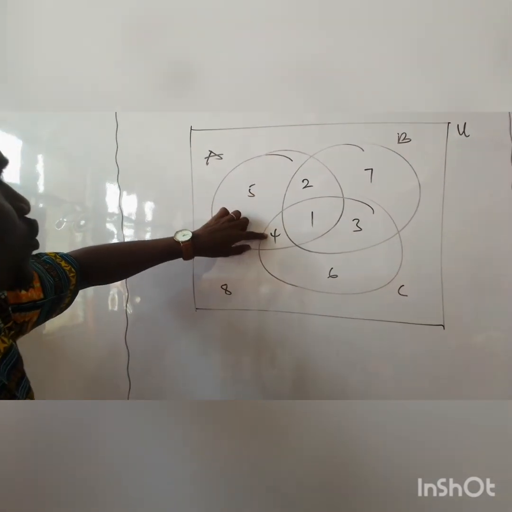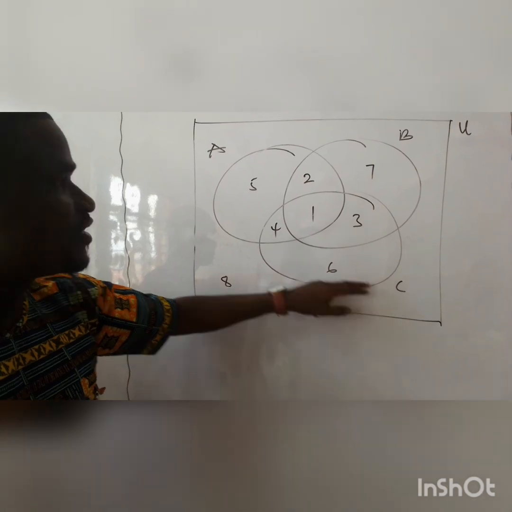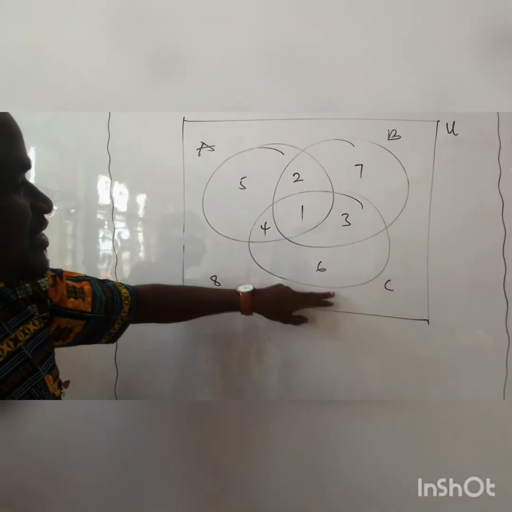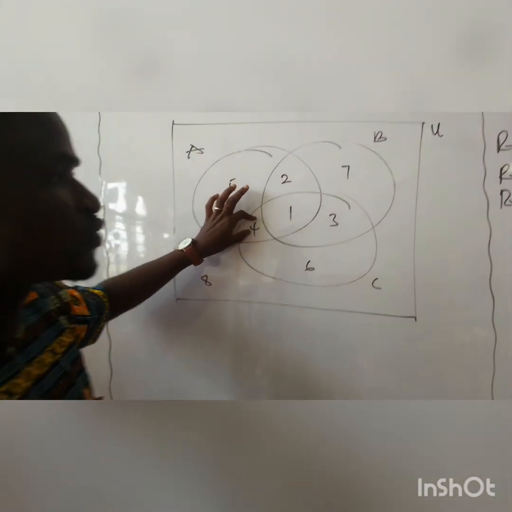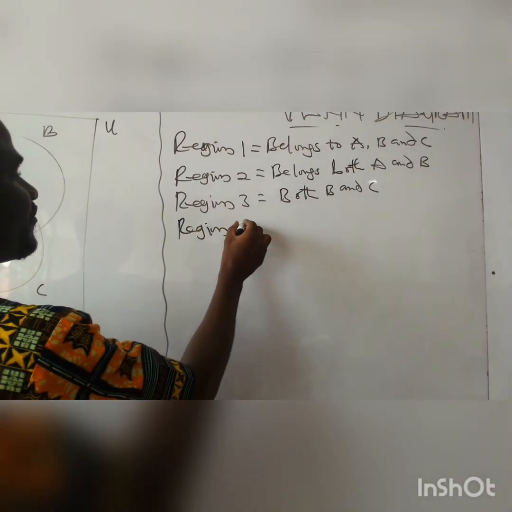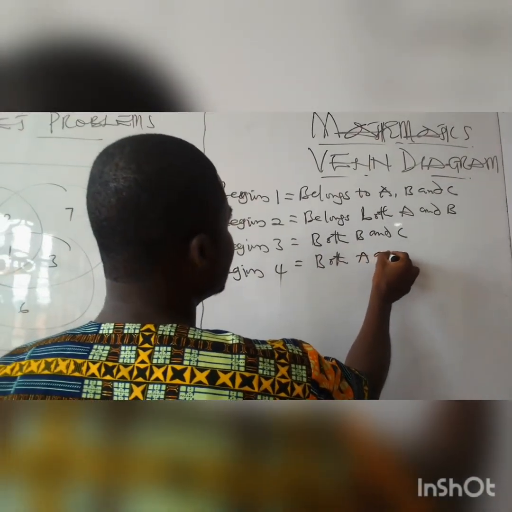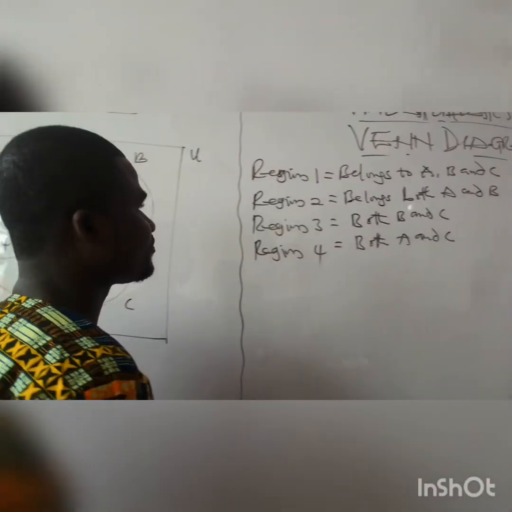Then we have region 4. Region 4 belongs to both A and C. So, take note. Both A and C. That's region 4. Good.